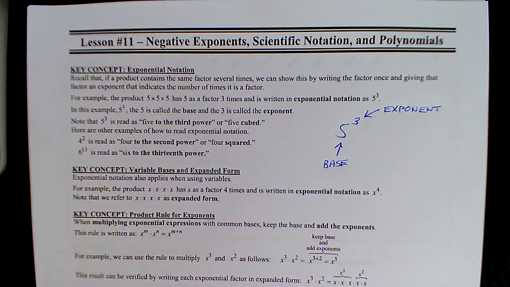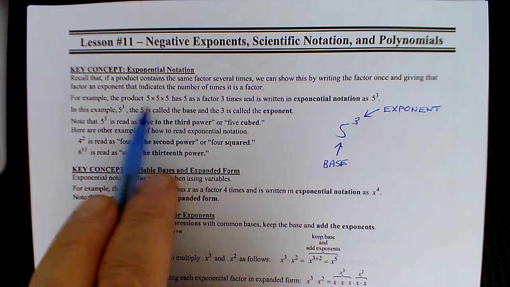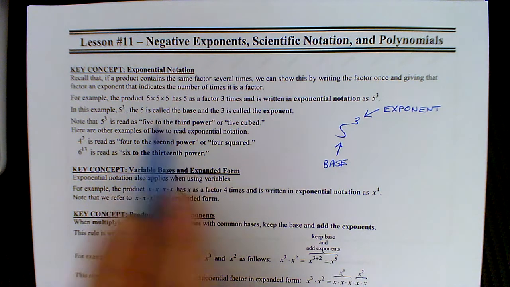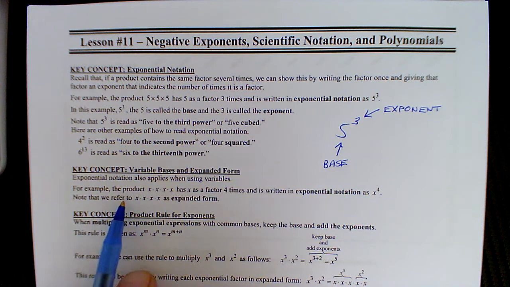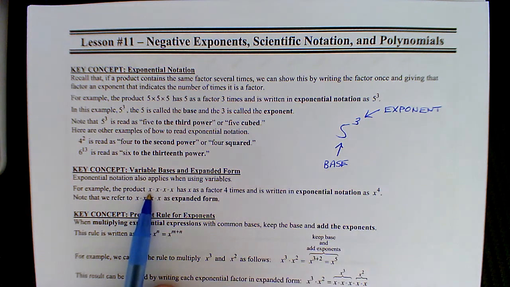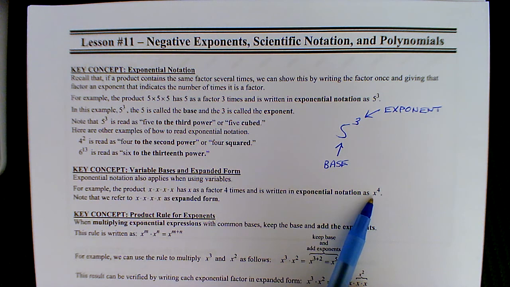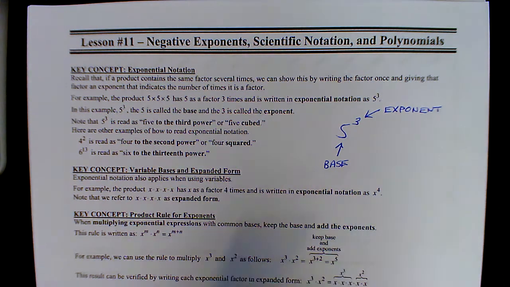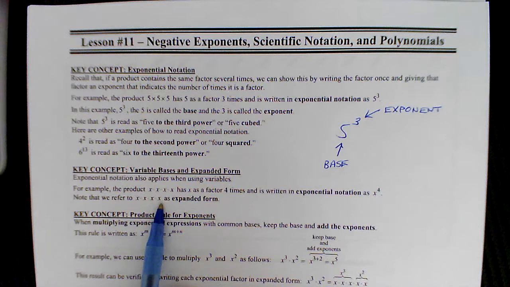So 5 to the third means 5 times 5 times 5, 3 factors of 5. When we're dealing with variables, multiplying x together 4 times, we would interpret that as x raised to the 4th, and if we write it as x times x times x times x, it's expanded form.